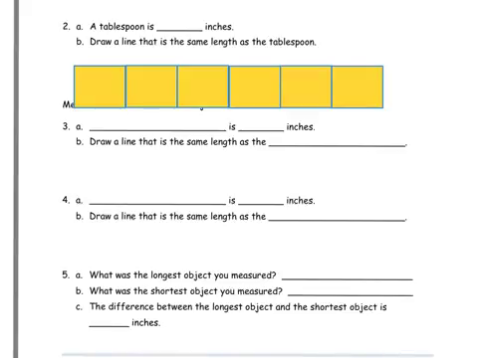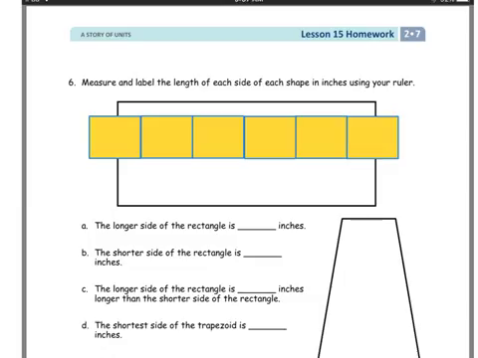What is the longest object you measured? What was the shortest object you measured? And then the difference or the distance between the longest and shortest objects, meaning you're going to subtract those 2. Let's go to page 2, and we'll take a look here.